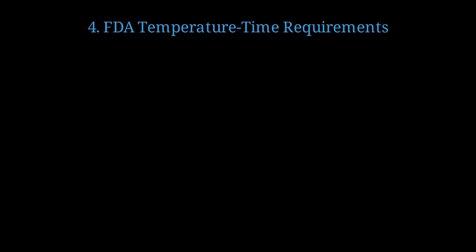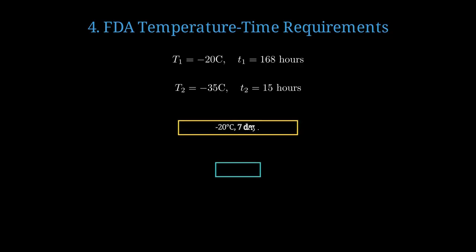The FDA has established specific temperature and time requirements for parasite destruction in fish intended for raw consumption. Option 1. Maintain at minus 20 degrees Celsius or below for 168 hours, which is 7 days. Option 2. Maintain at minus 35 degrees Celsius or below for 15 hours minimum. These two protocols are equivalent in terms of parasite destruction. The colder temperature allows for much shorter processing time.